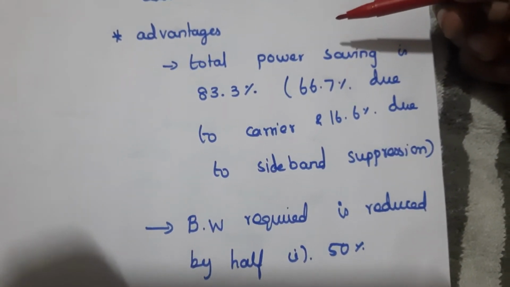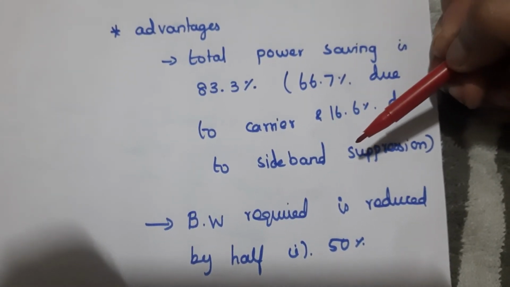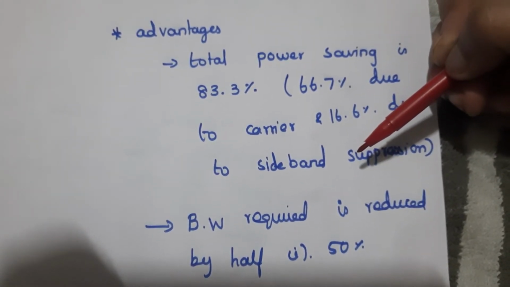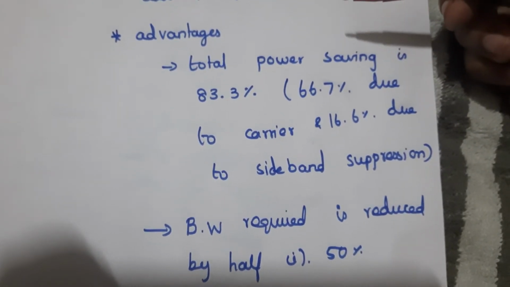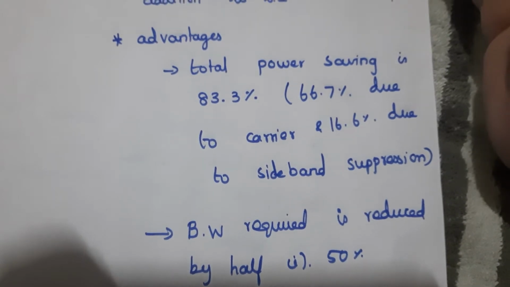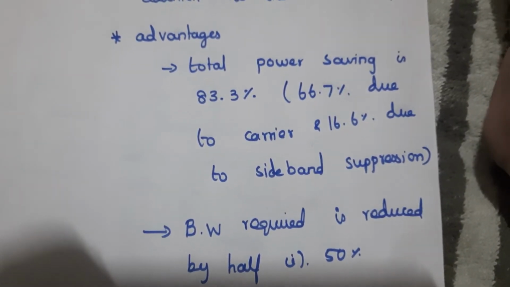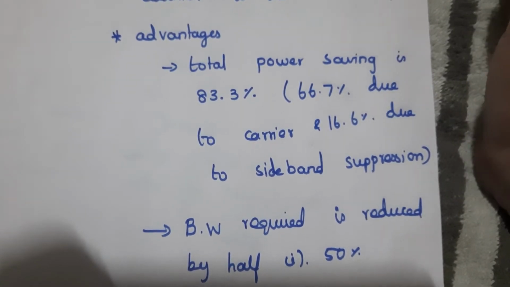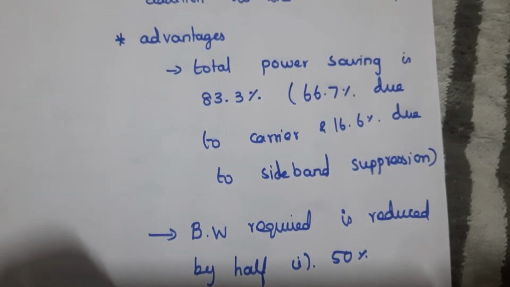This is the main advantage of the SSB-SC method. Also, the bandwidth required is reduced by half, because we are eliminating both the carrier and one sideband. So it needs only half of the bandwidth to transmit the signal. So it saves bandwidth up to 50%. These are the two main advantages of the SSB-SC method.